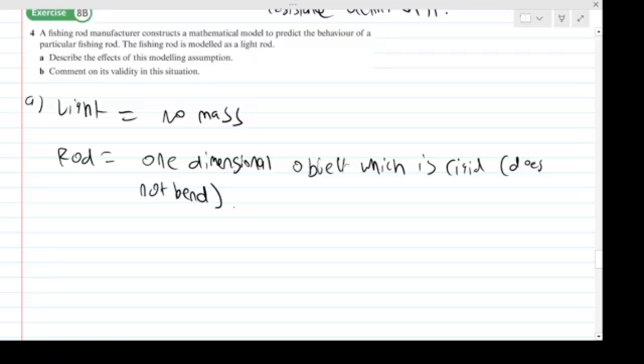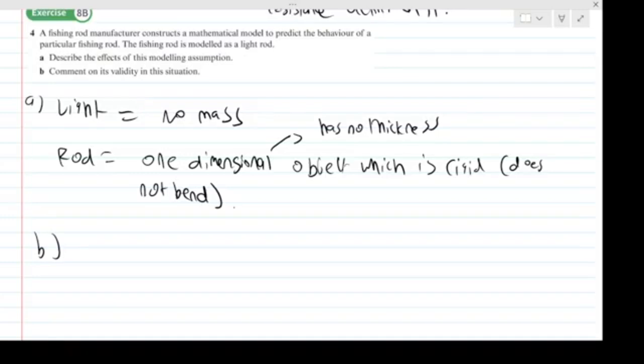Okay, and you might see as well, because it's one-dimensional, you might say it has no thickness as well. Well, if it has no thickness, then it's one-dimensional. So that basically means it's not sort of rectangular like this. It's just a completely one line, a linear sort of rod. Okay, it's literally just a line, no thickness. Okay, so then that's the assumptions. And part B, comment on the validity. So how valid or sensible are these assumptions?